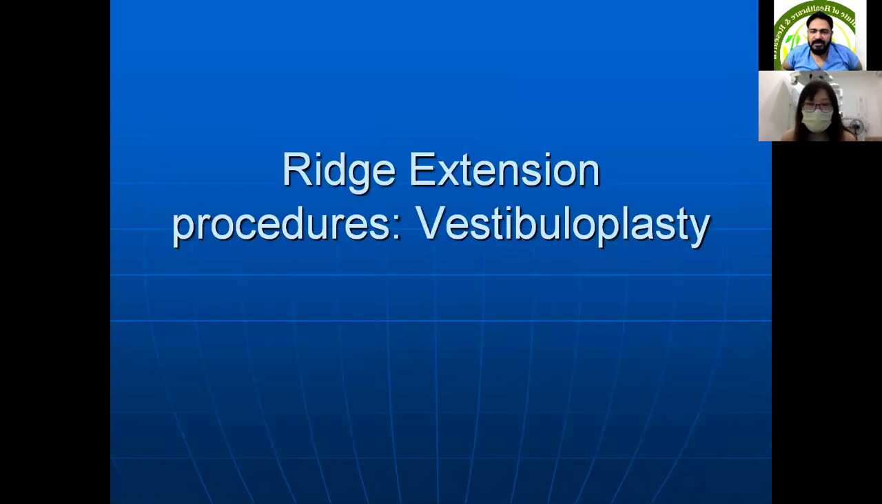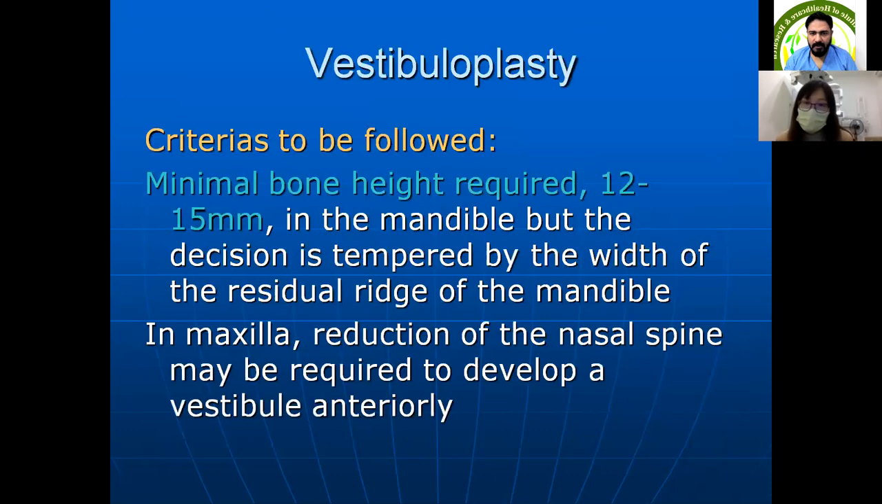Now, a ridge extension procedure such as vestibuloplasty. The criteria to be followed: minimal bone height required is 12 to 15 millimeters in the mandible, but the decision is tempered by the width of the residual ridge of the mandible. In the maxilla, reduction of the nasal spine may be required to develop a vestibule anteriorly. Anteriorly, sometimes you have to reduce the nasal spine also to get a good vestibule. Okay, these procedures are intraoral.